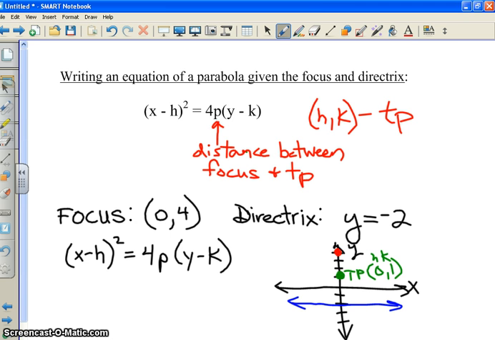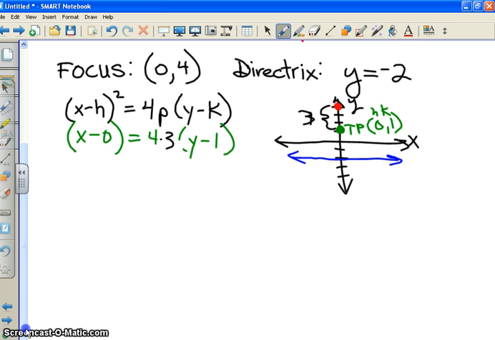So I'm going to plug in h is 0, k is 1. Now the only other thing I need is the p, or that distance between the focus and the turning point, which is a distance of 3. So I'm going to plug in a 3 for p. And now let's simplify this a little bit so that we can get our equation to be y equals. Over here on the left, x minus 0 is x, and then you square that, you get x squared. 4 times 3 is 12, times (y minus 1).